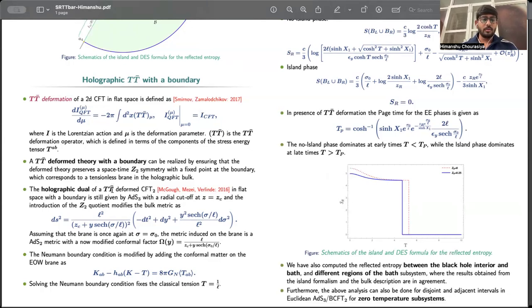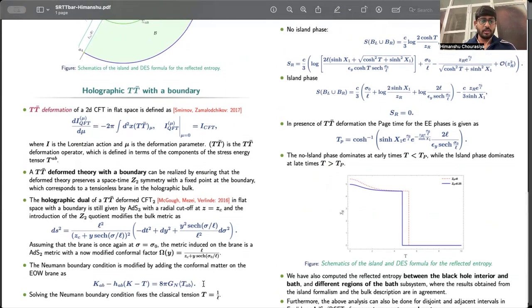Now the holographic dual of the TTbar deformed CFT is still given by the AdS3 geometry, but now the asymptotic boundary is pushed deeper into the bulk, and the introduction of the G2 quotient modifies the bulk metric according to this equation. Again, assume that the UV brane is situated at constant angle sigma equal to sigma 0. So the brane metric is still given by the AdS metric with a modified conformal factor. Now let's add some conformal matter on the UV brane and then solve the modified Neumann boundary condition, which gives us the classical tension T equal to 1 upon L.